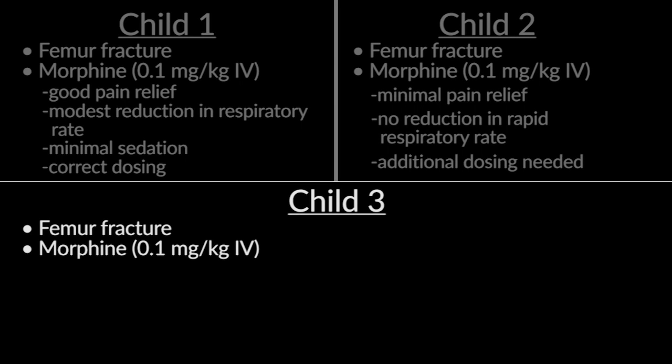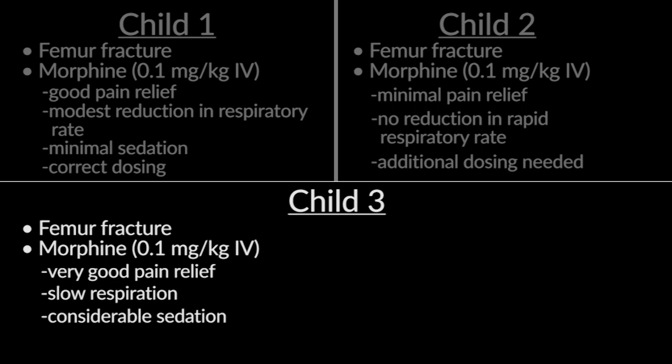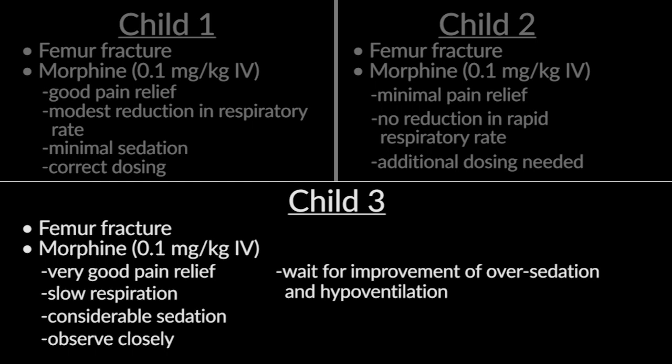For a third child, that initial dose of 0.1 milligram per kilo might produce very good pain relief, but slowing of respiration and considerable sedation. For this third child, you would observe closely, wait until oversedation and relative hypoventilation improve, and you would conclude that subsequent morphine doses should be substantially reduced. For example, you might decide that after the sedation resolves, the next morphine dose would be 50% of the previous dose.